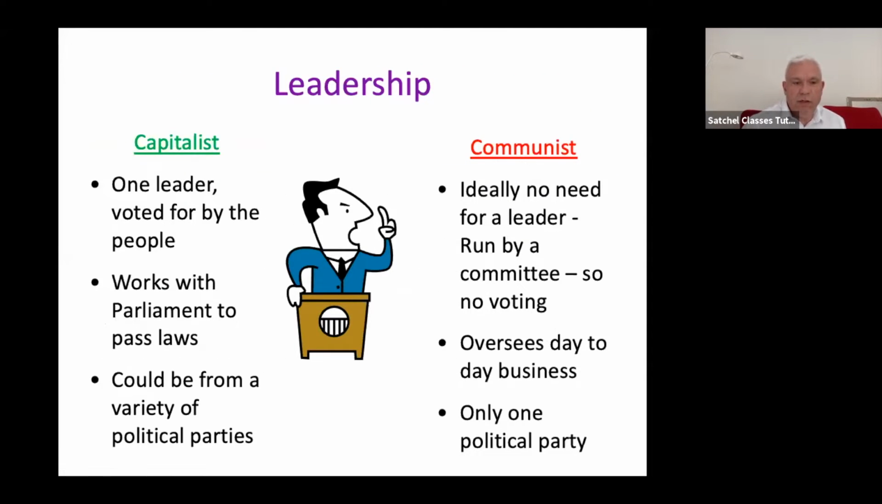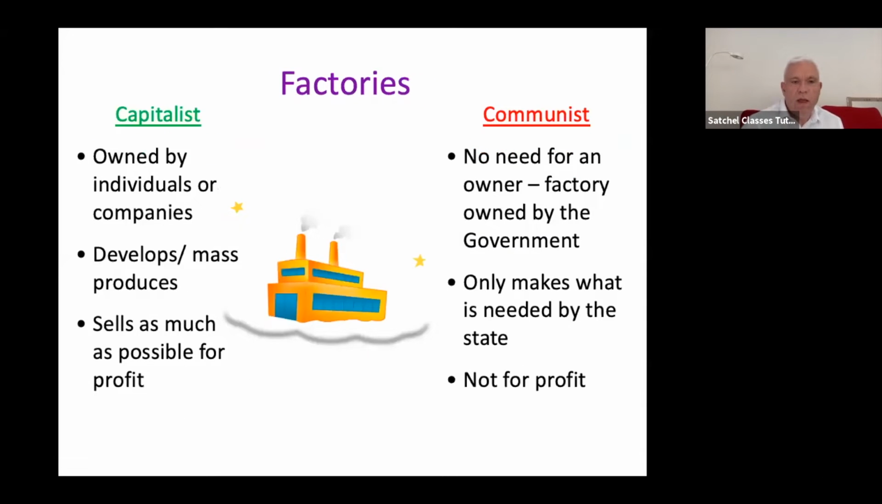Leadership: in a capitalist society, you vote for a leader, and we have more than one party. In communism, usually there's no real need. It's run by a committee. They don't always have a leader, and it's usually only one political party. If you look at China, for example, today, there's only one political party. Factories, as I said, are owned by individuals, or companies might own them. And communism is not run for profit. The driving force behind capitalism is profit. The driving force behind communism is not profit. It's meant to be about the sharing and the benefit of everybody. Okay, meant to be, but it doesn't always work that way, especially under the Soviet Union and China.